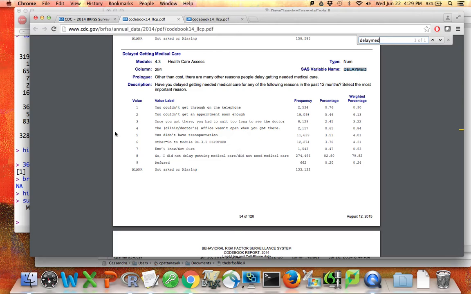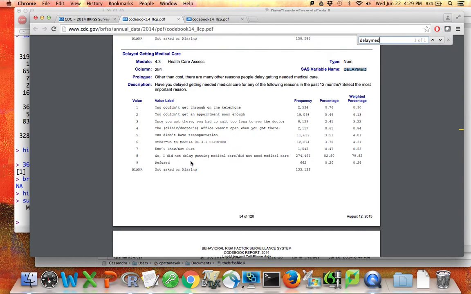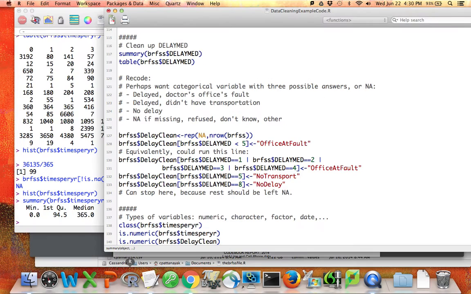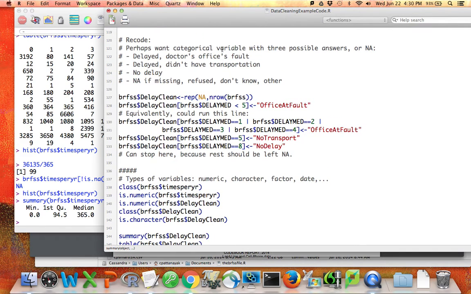So what I'm going to do is group together the responses that I think are similar. Perhaps I want to use this as a predictor variable, but I don't want to have so many different categories. I actually think that not being able to get a soon appointment is similar to not being able to get through on the telephone, for example. So I decided to create a categorical variable that has 3 possible answers or NA.